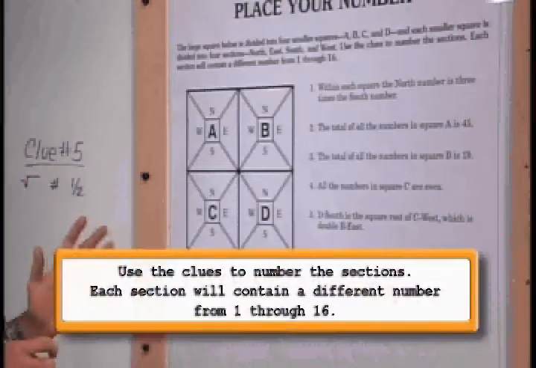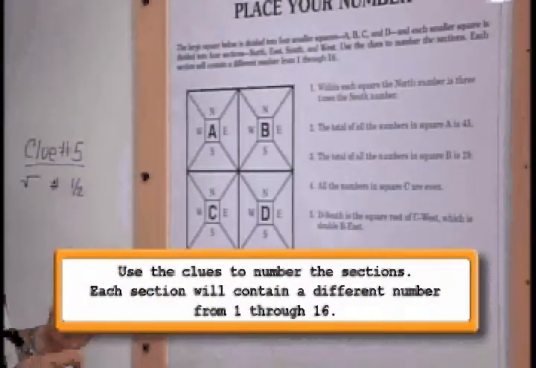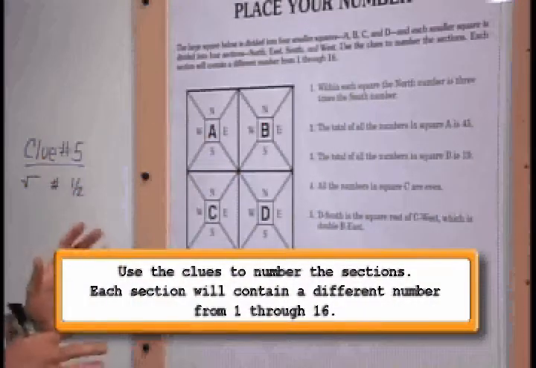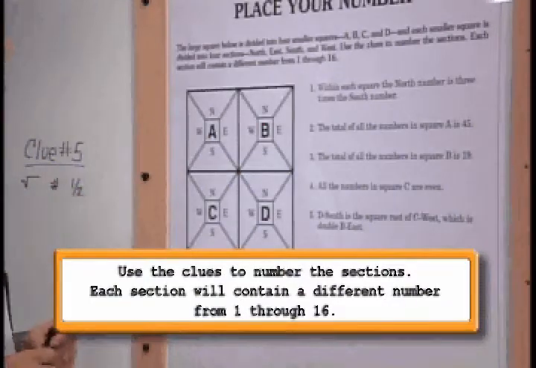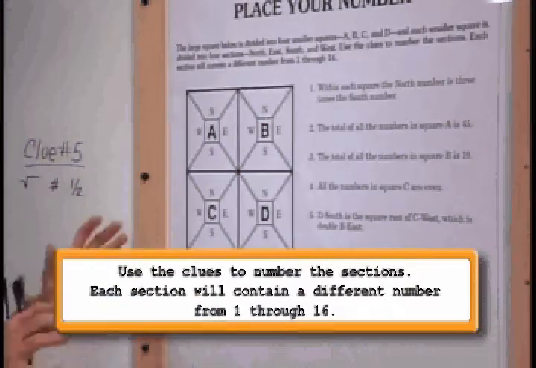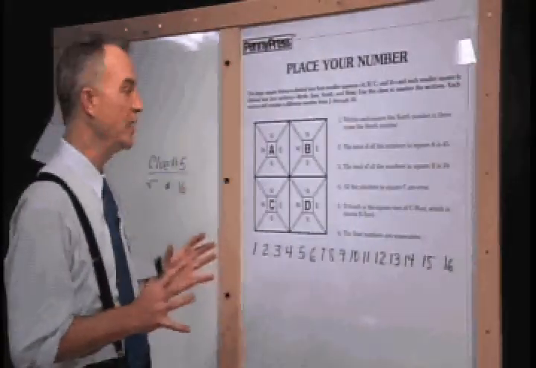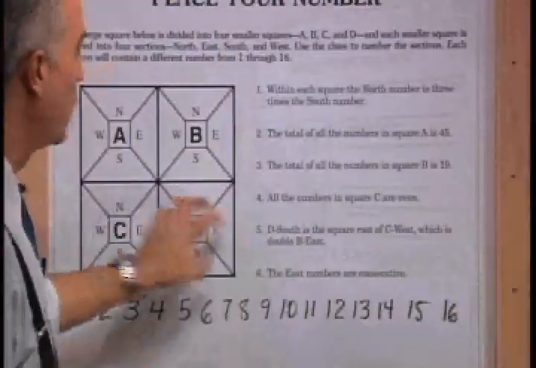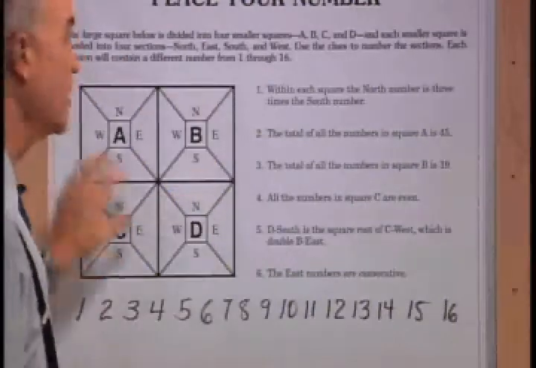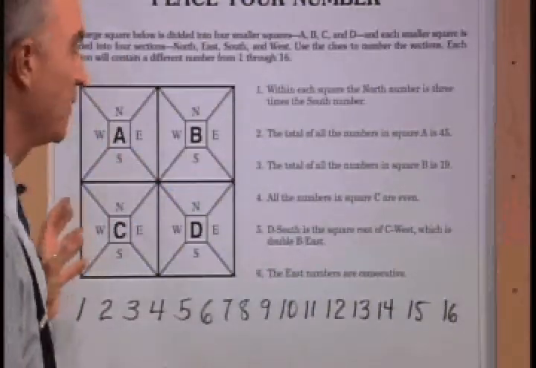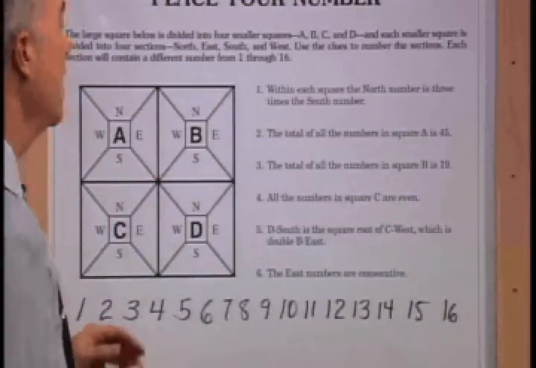We're going to use the clues to number the sections. Each section will contain a different number from 1 through 16. Once again, we're using different numbers. None of the numbers 1 through 16 will repeat. So obviously we've got 4 squares, each divided into 4 sections, and 4 times 4, of course, is 16.